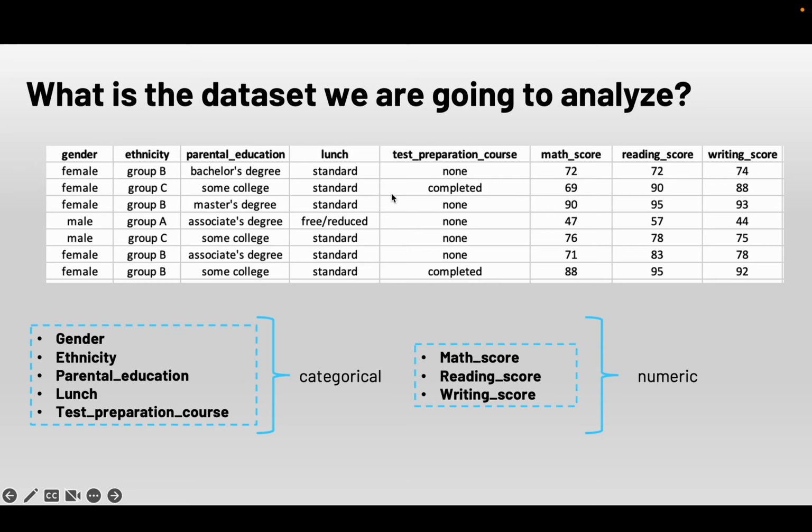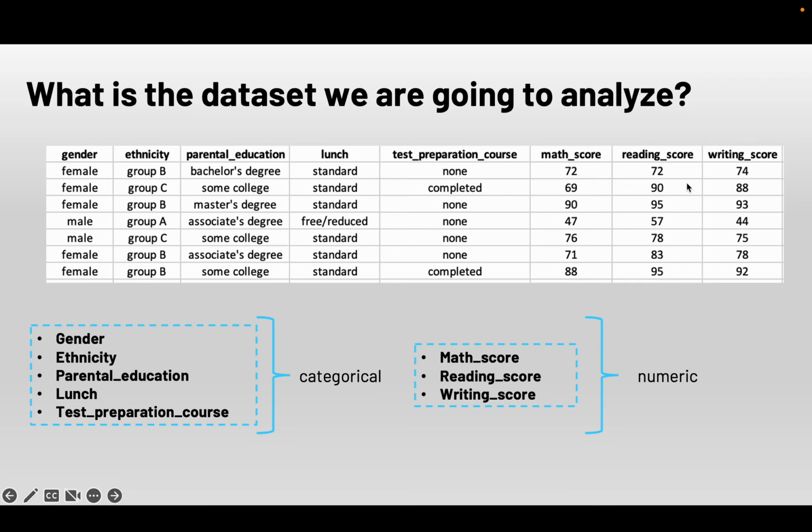This data set contains two types of variables. The first is categorical variables, and those include gender, ethnicity, parental education, lunch, and test preparation course. And we also have some numeric variables that include math score, reading score, and writing score. So this data tells you the characteristics of the students and their performance.